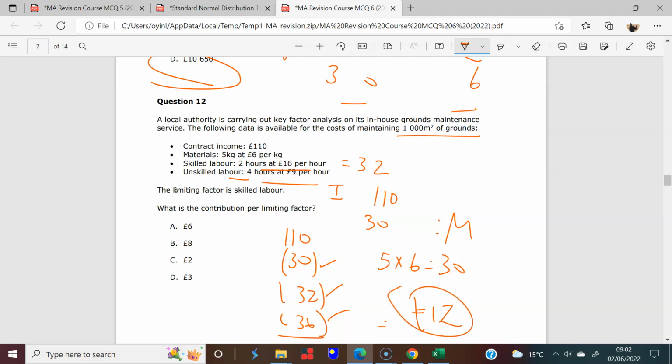Now it says what's the limiting factor: skilled labor. You need 2 hours of that. So in effect, you're saying what's 12 over 2, which is £6. You're really asking, for every hour of skilled labor that we have, how much contribution does an hour of skilled labor lead to? Which means if we have a scarcity of skilled labor, then we know what to do. Then we know what costs are involved. And that's £6.